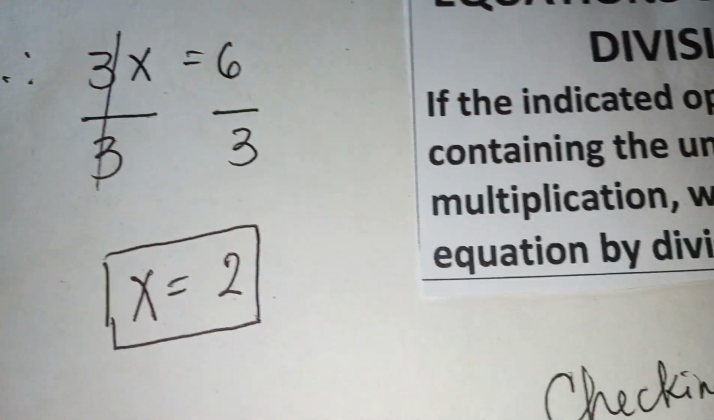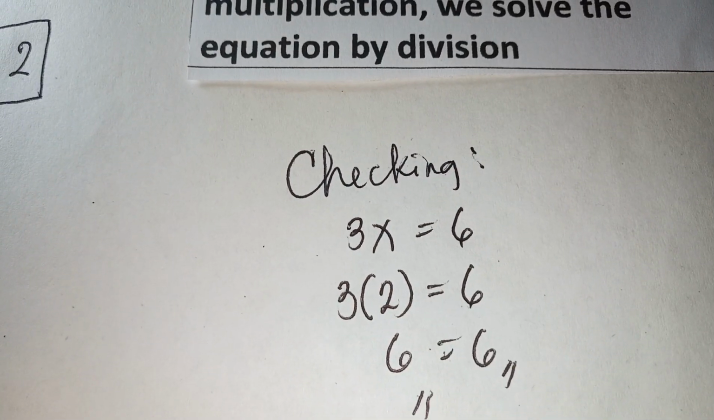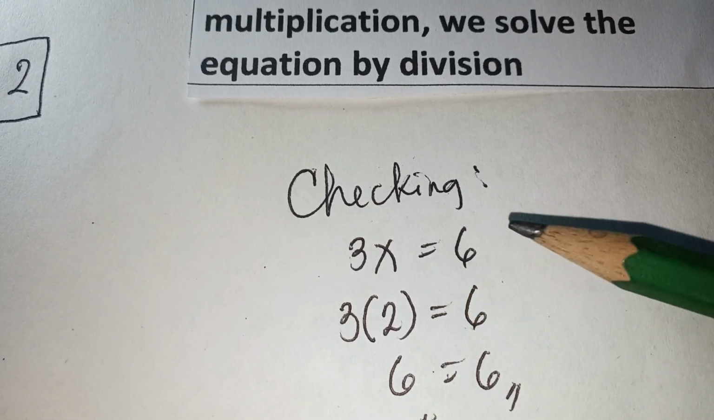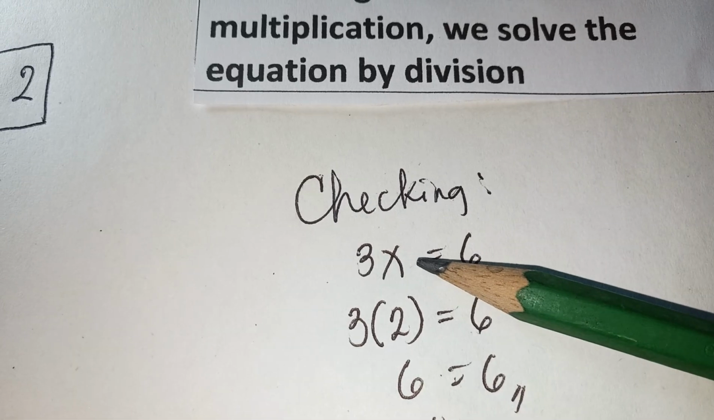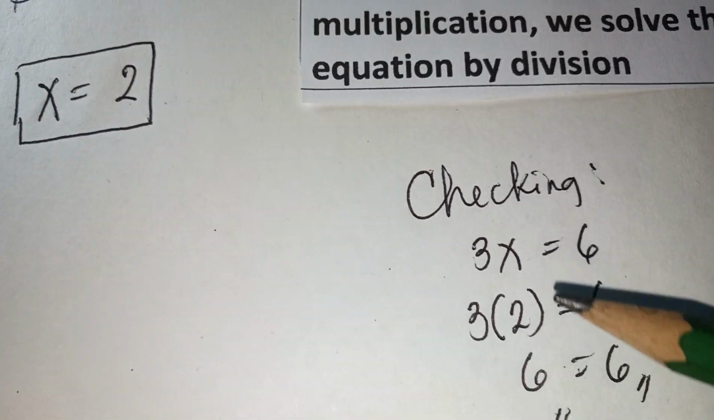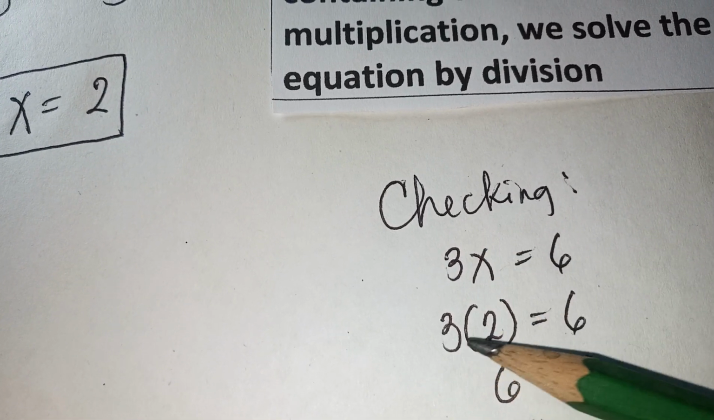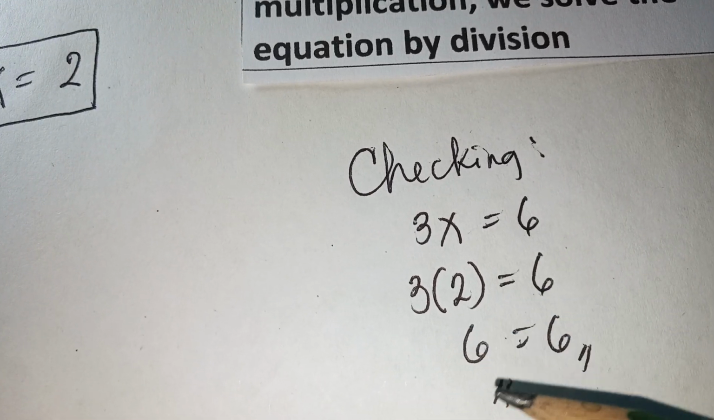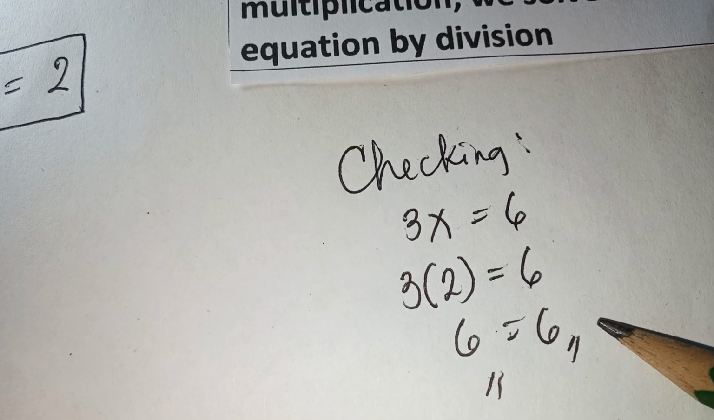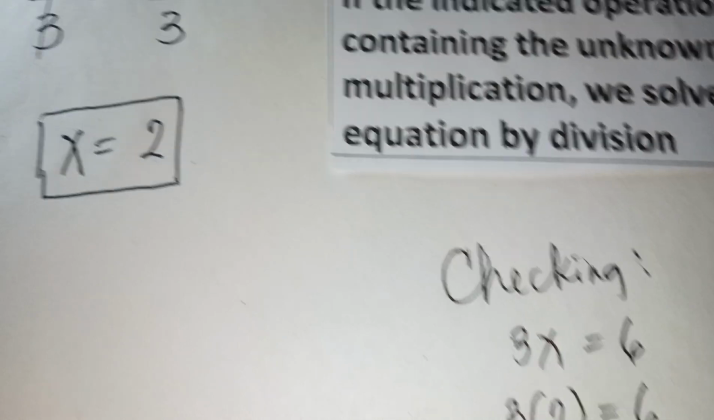Check natin ulit sa original equation kung tama yung answer. Original equation is 3x equals 6. What is the value of x na nakuha natin? 2, right? So, substitute natin yun sa x. 3 times 2 equals 6. Equal na sila. So, correct. It means correct ang iyong answer. Okay?